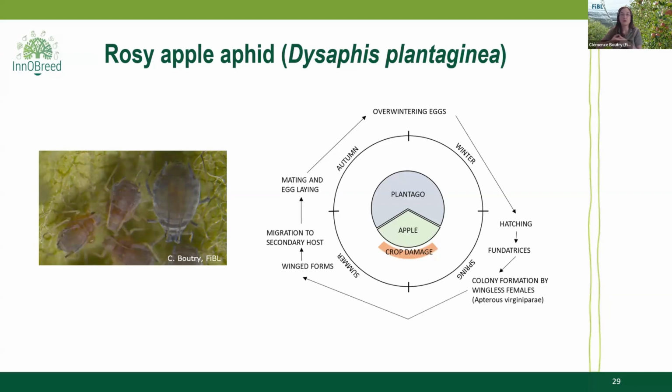As with most aphids, the rosy apple aphid has 2 hosts. There's the main host, the apple, but there is also a summer host, which is usually a herb. In spring, you have the fundatrices hatching from the eggs, and then they start multiplying on the apple tree. This is where the damage happens, from spring to summer. Then in summer, the winged aphids migrate to the secondary host, in this case the plantago.